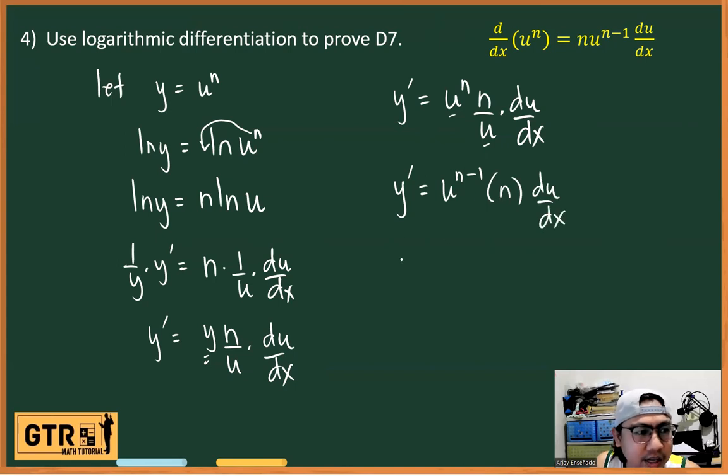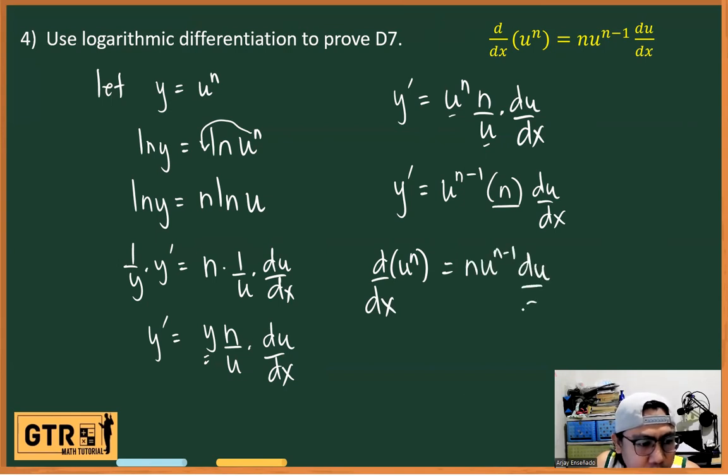Just arrange this. So therefore, y prime or derivative of u to the n, our y is u to the n. So derivative of u to the n with respect to x is equal to, just put n here. So we have n times u to the n minus 1 times derivative of u with respect to x, which is our formula D7. Ayan. So the power rule, so we can derive that by using logarithmic differentiation. Okay, so that's all. So I hope you learned something.